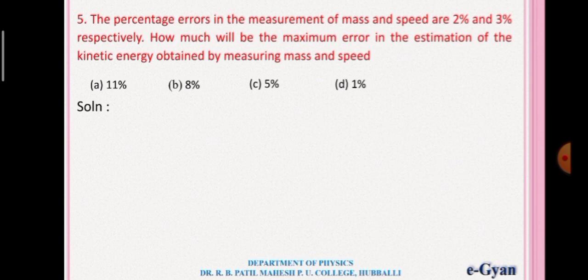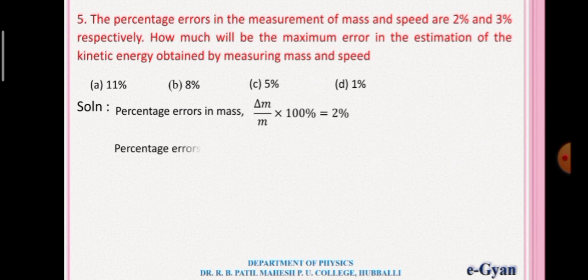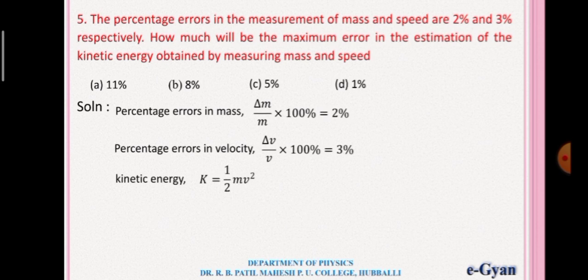Okay, here the percentage error in the measurement of mass and speed is given. Okay, for mass it is delta m by m into 100% is equal to 2%, and that of velocity is delta v by v into 100% is equal to 3%. Okay, if there is error in the measurement of mass and speed, then there will be error in the measurement of kinetic energy also. And we know that kinetic energy is given by K is equal to 1 by 2 m v square. Okay, here magnitude of velocity is nothing but speed.